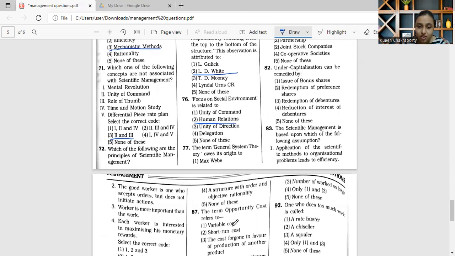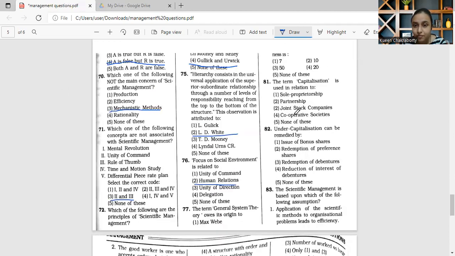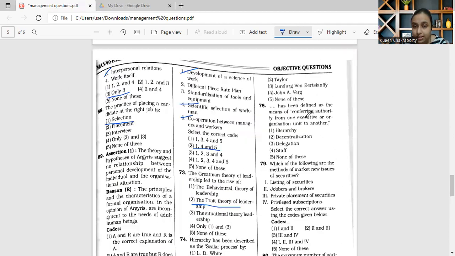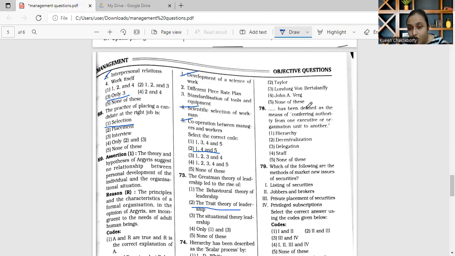Next, moving on to question number 77. The term general system theory owes its origin to Max Weber, or we have Taylor, Ludwig von Bertalanffy, or John A. Berg, or none of these. Which is the correct answer? This also you need to have insight into. So the correct answer is option number 3, that is Ludwig von Bertalanffy.